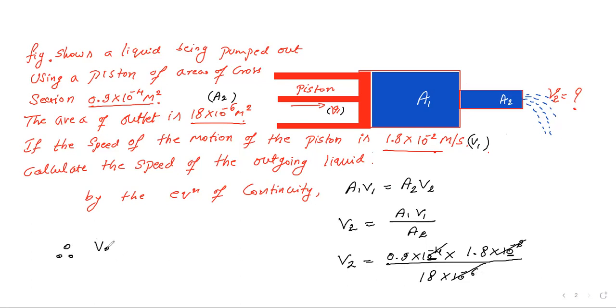Therefore, V2 will be 0.9 × 1.8 in the numerator, the value 1.62, divided by 18. So we are getting 0.09 meter per second. So this is the speed of the liquid at the outlet.